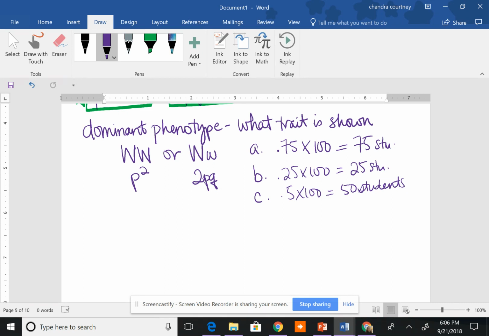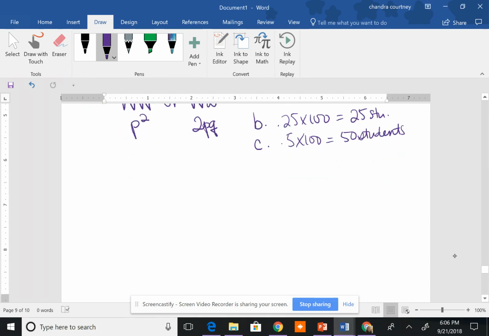Okay, so now let's flip over and jump to question 5. So in question 5, it tells you in a population of 2,000 students, 180 exhibit the recessive phenotype. So we have a q-squared value. Q-squared in this scenario is 180 over 2,000, which is the same as 0.09.